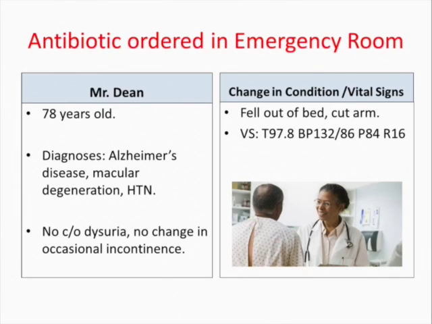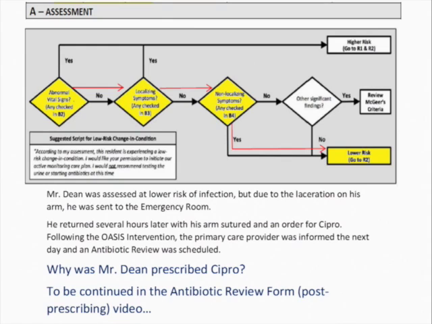Now we have Mr. Dean. He has dementia, and he fell last night trying to get up out of bed. He sustained a laceration on his arm. Prior to this, he had no signs or symptoms of a urinary tract infection. After assessing Mr. Dean, the nurse will complete the OASIS change in condition form, completing the situation and background sections.